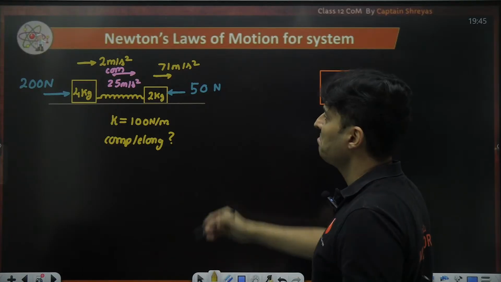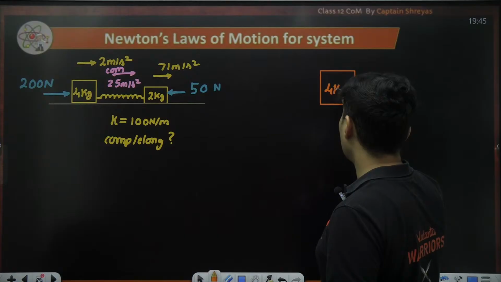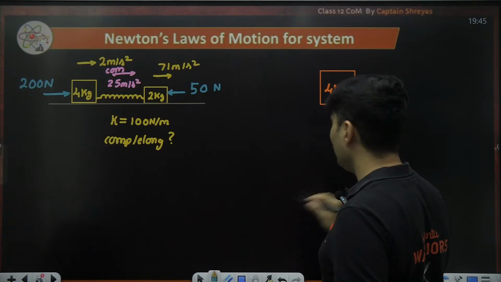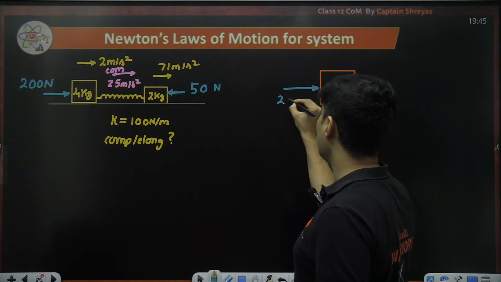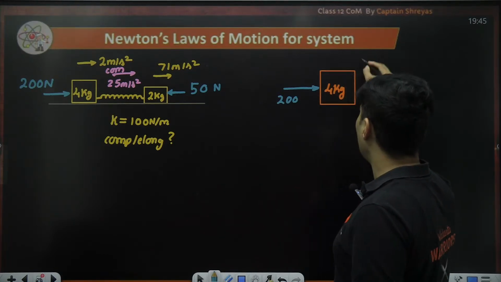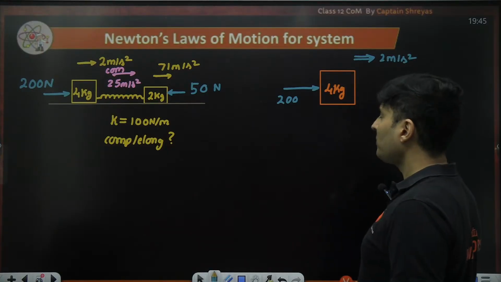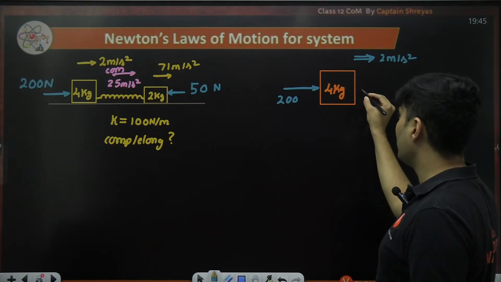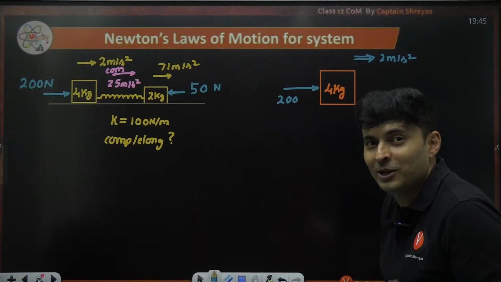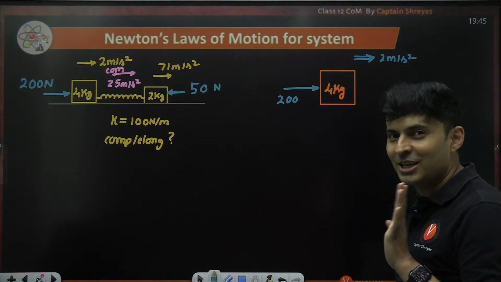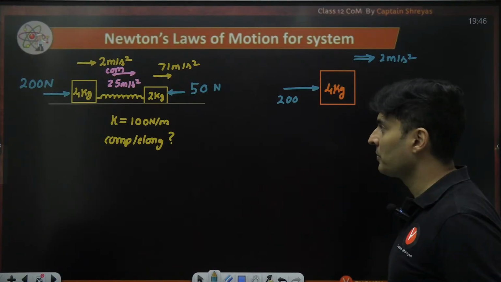Let's say I consider maybe the 4 kg mass. Nothing wrong in it. I'm just considering the 4 kg mass and showing the forces acting on it horizontally. Vertical, I don't care. So one force is obviously 200. There is some acceleration of 2 meters per second square. And maybe there is one spring force over here. I do not know whether the spring is elongated or compressed in the first place. Getting my point? I do not know that. You are thinking it is compressed. I don't know. How do you know?